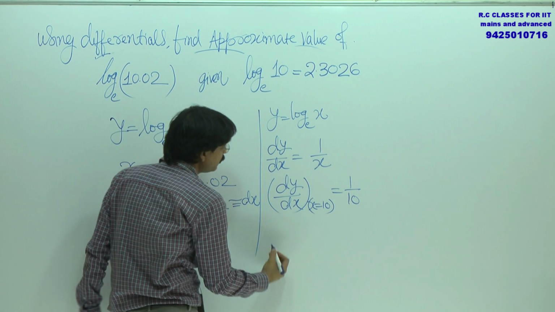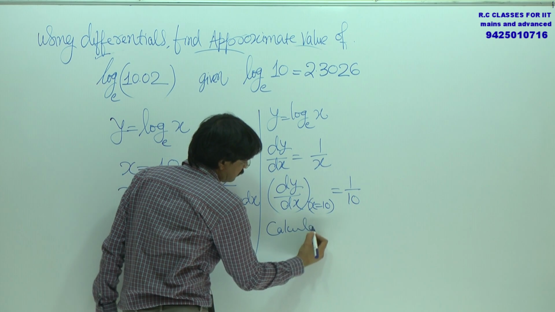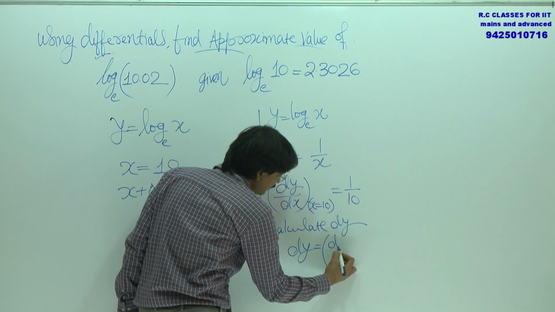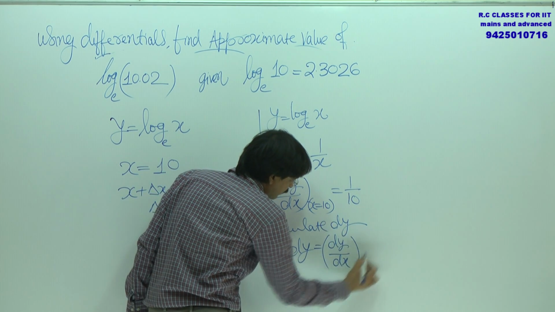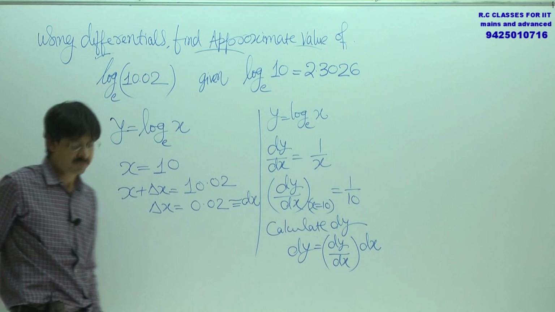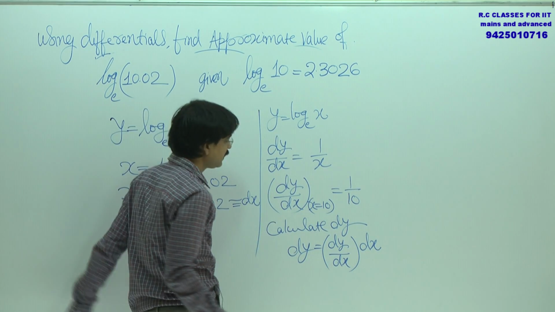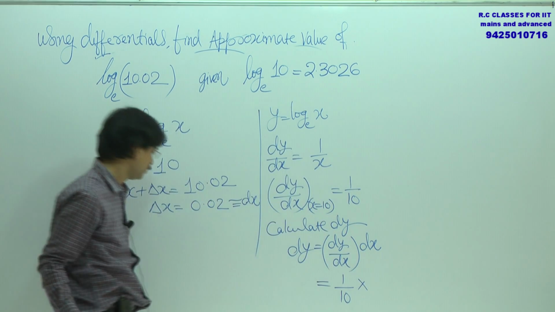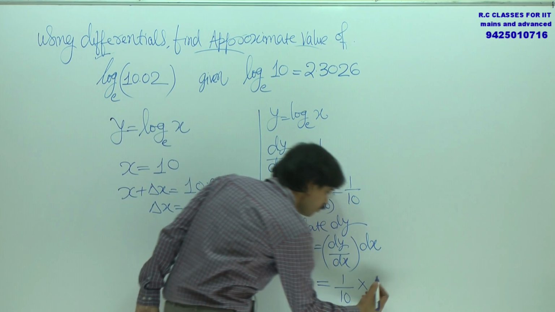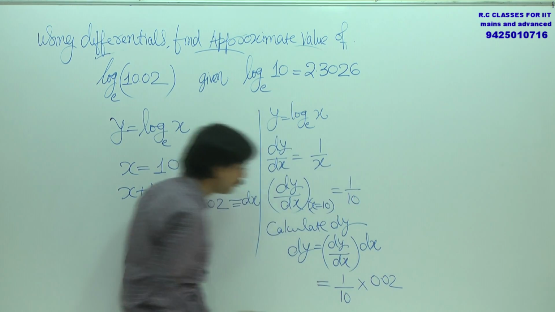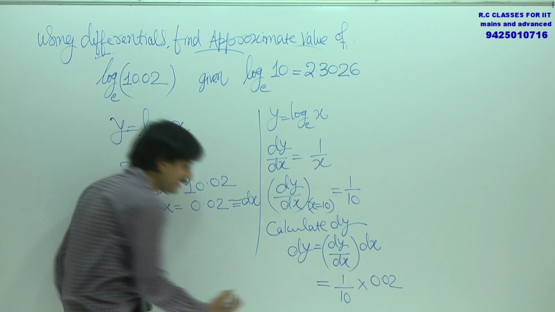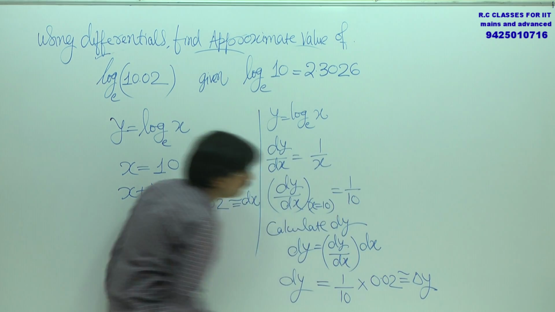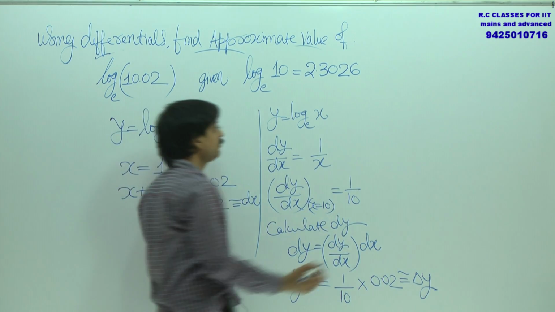Fine. And then to calculate dy, we will be taking dy is equal to dy by dx into dx. So that dy by dx at x equals 10 is going to be 1 by 10 into that dx, which is nothing but 0.02. So we got the value of dy. Yes, it is again equivalent to delta y.